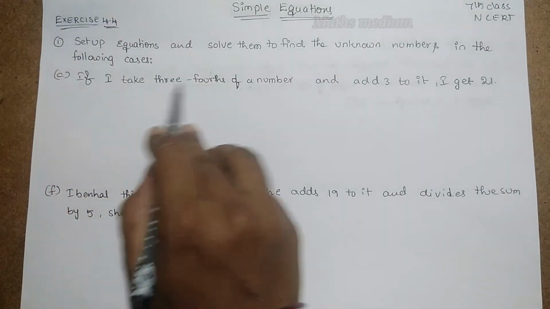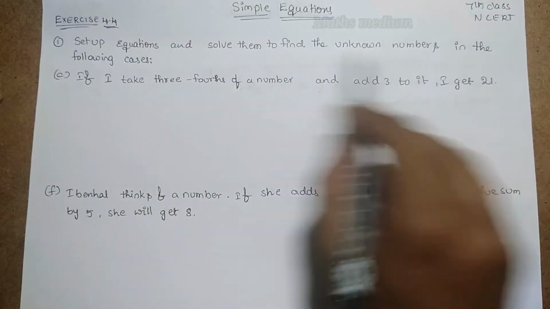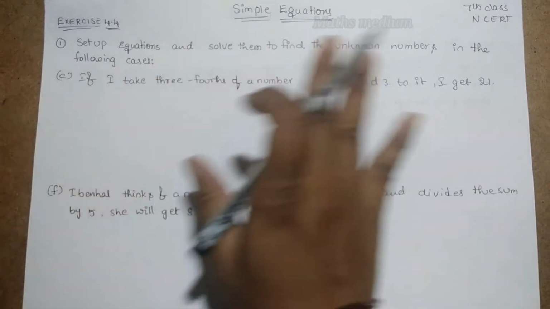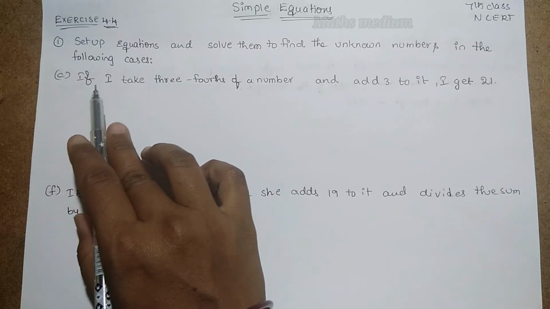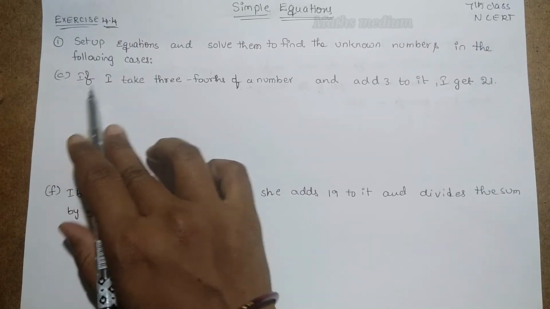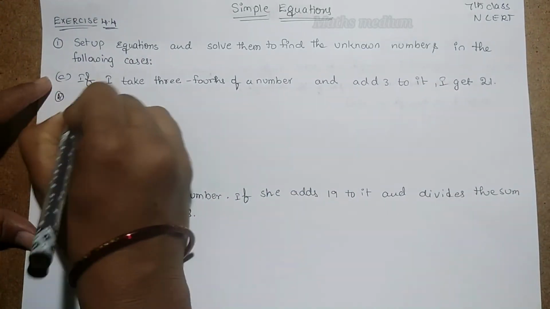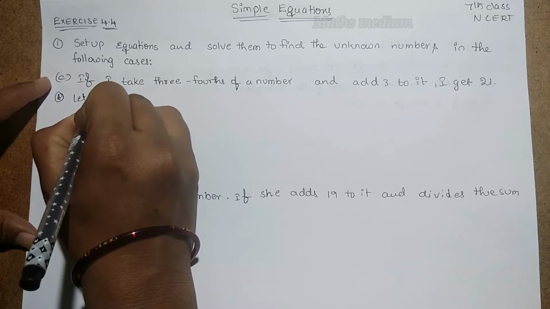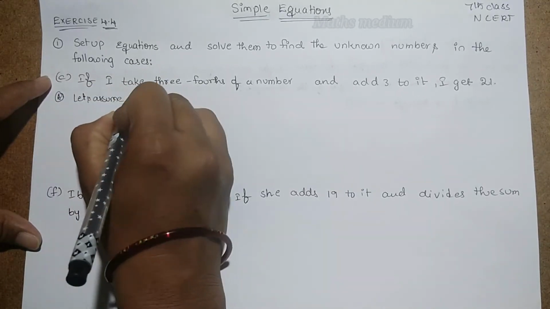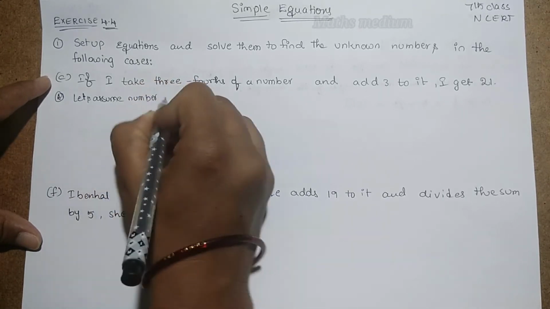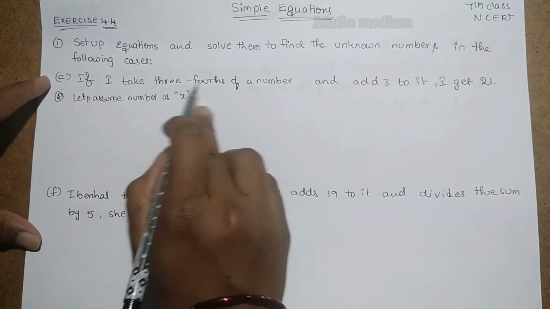If I take 3/4 of a number and add 3 to it, I get 21. So here we have both LHS and RHS with a variable also. Read the question again and again, then you will get a better understanding. If I take 3/4 of a number, so let's assume the number as x.